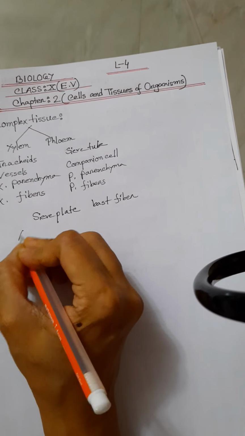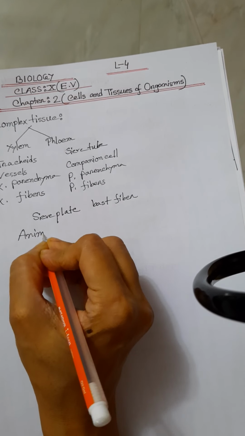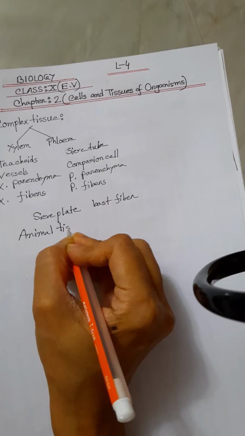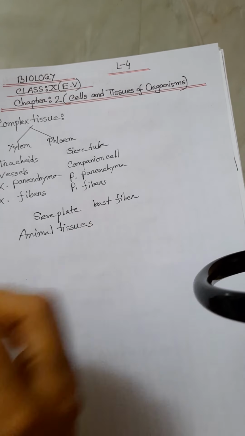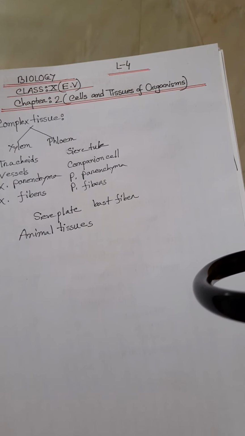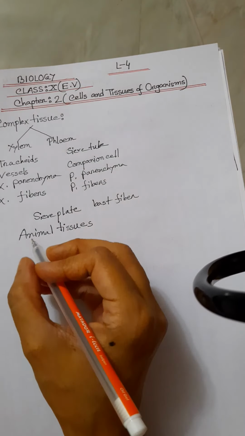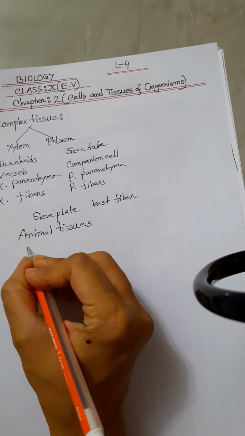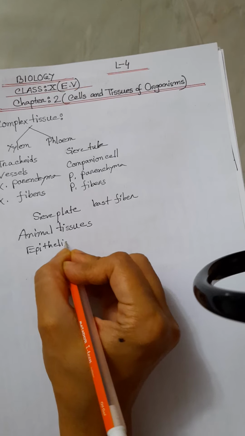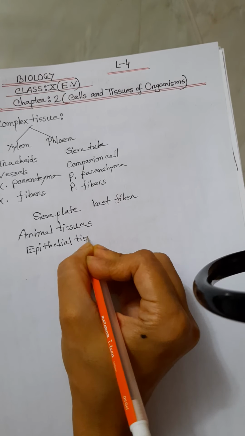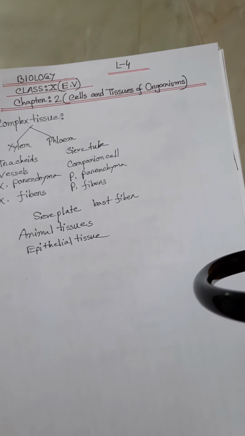Then go to animal tissue. Animal tissues. There are various types of tissue in the body of multicellular animals. First one, epithelial tissue. Epithelial means covered, covering tissue.